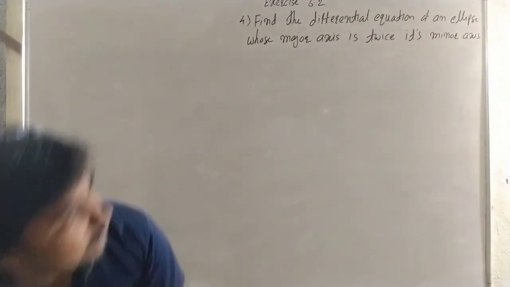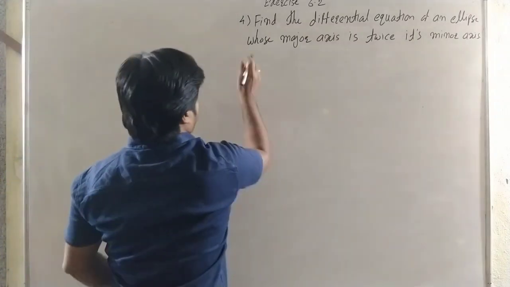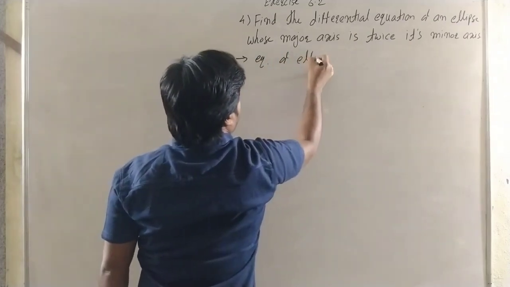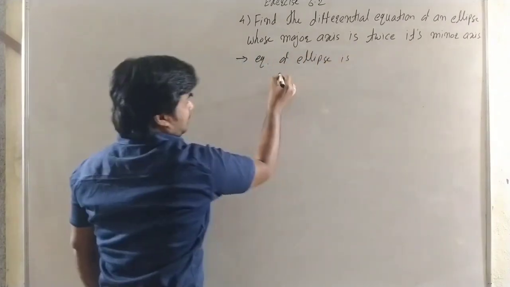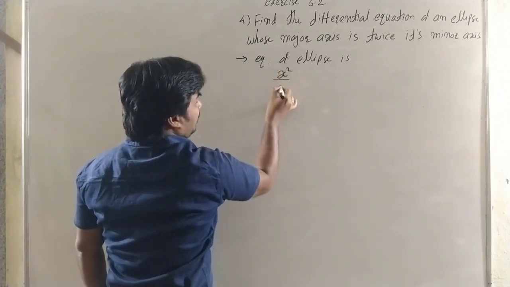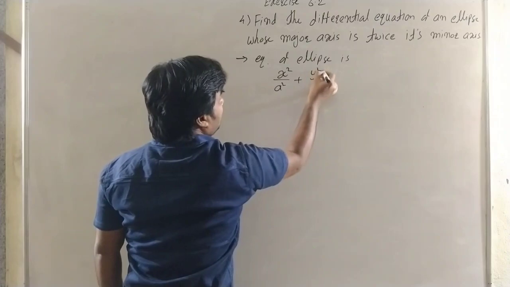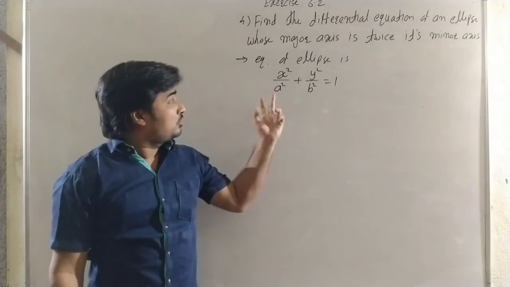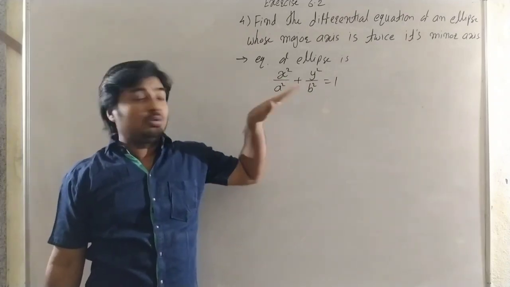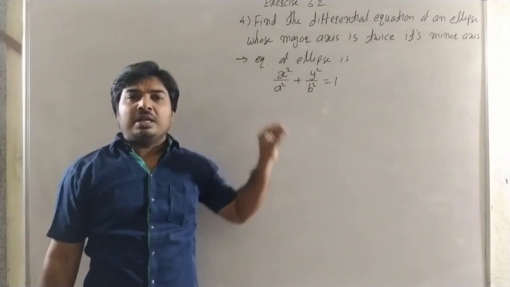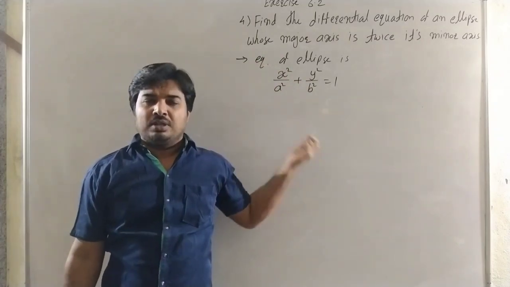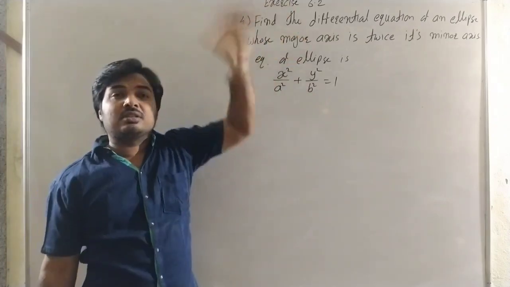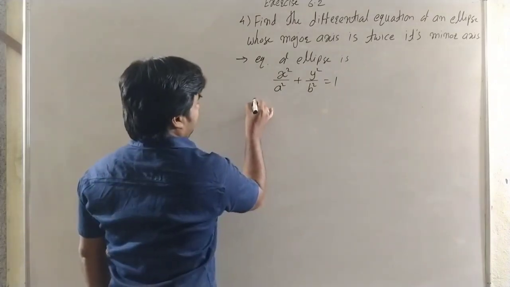Now here we know the equation of ellipse. First we can write the equation of ellipse: x square upon a square plus y square upon b square is equal to 1. Therefore the length of major axis is 2a and the length of minor axis is 2b, and here the given condition is that the length of major axis is twice the length of minor axis.